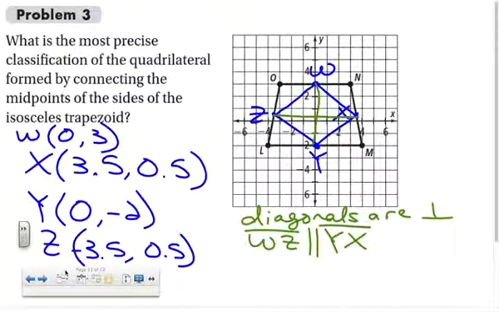Okay? So my opposite sides, WX is parallel to ZY. And when I put those three facts together, the fact that I've got two pairs of opposite parallel sides, my diagonals are perpendicular, what is this? The rhombus. Remember, a kite is not a parallelogram. What you need to observe is that these parallel lines tell us this is a parallelogram. Okay, so this is a rhombus.